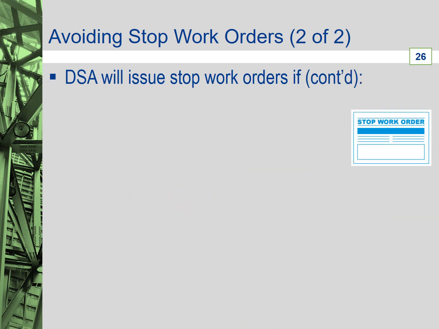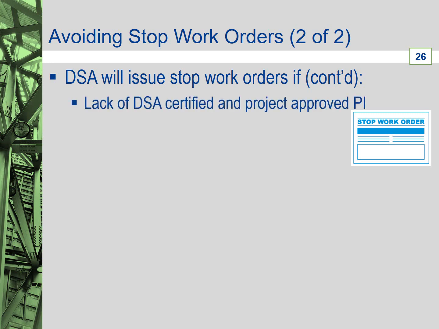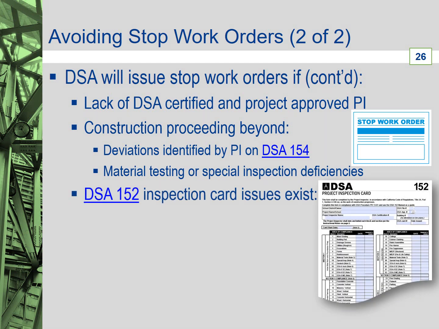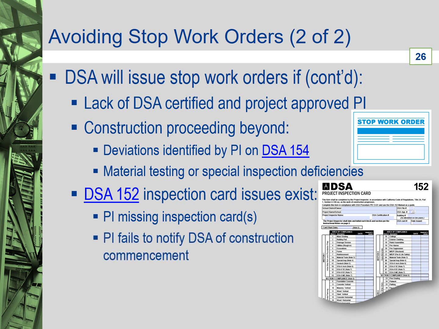Stop work orders can also be issued by DSA when there is a lack of a DSA certified and project-specific approved project inspector, or construction is proceeding beyond unresolved items listed below. Deviations identified by the project inspector using Form DSA 154 remain unresolved, or material testing or special inspection deficiencies continue to exist, or DSA 152 inspection card issues exist, such as the project inspector is missing a card or cards, or the project inspector fails to notify DSA of construction commencement, or the inspection card is not being properly completed.